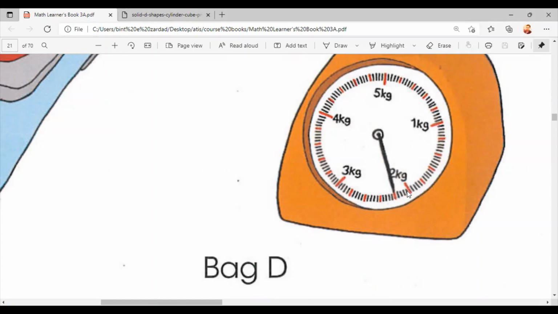Okay, we need to calculate before we write anything. This is 1, 2, 3, 4, 5. So 1000 divided by 5 is equal to 200. So this red line, this gap, is equal to 200. So 2200. So 2200 grams. So we write here bag D equals 2200 grams.